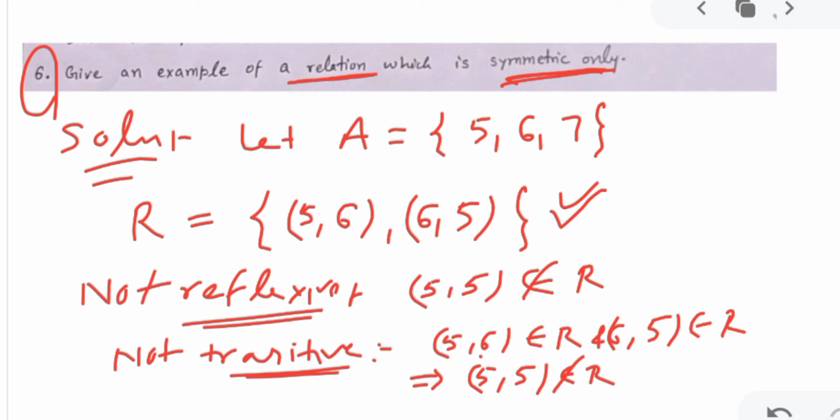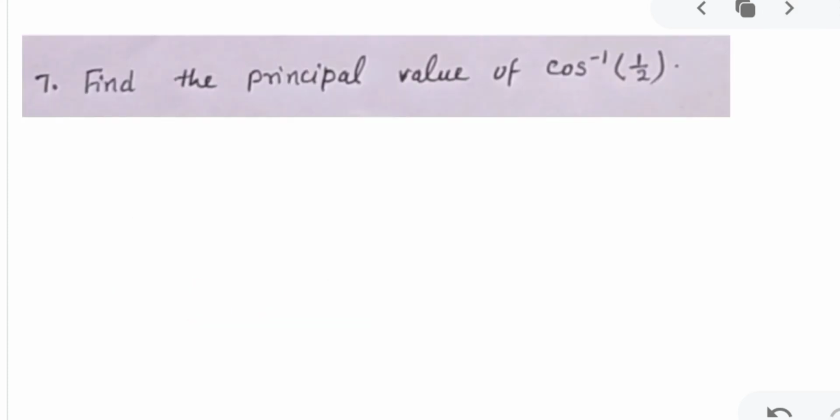Now we are moving to the next question, question number 7. The previous 3 questions were from functions and relations. Now this question is from inverse trigonometric functions. I have included only those portions which are retained; the deleted portion I have not included. Find the principal value of cos inverse 1 upon 2. In this question we have to find the principal value of cos inverse 1 upon 2.